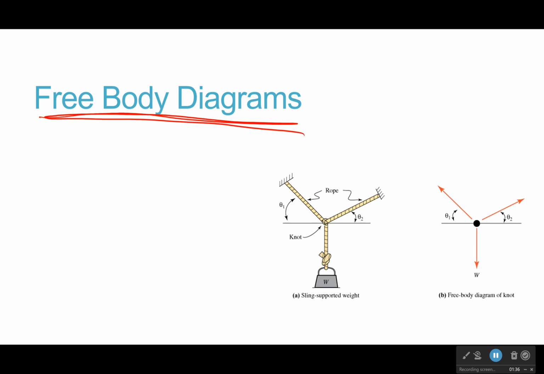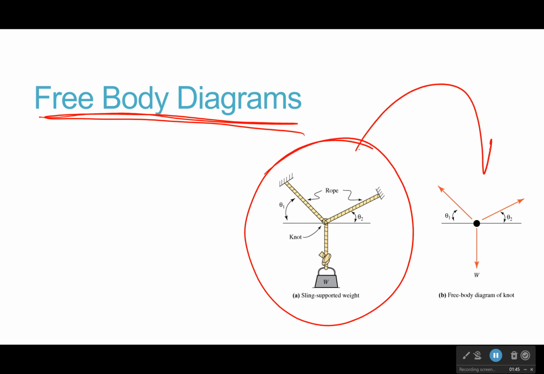Now, how do we figure this out? Well, to do that, we're going to have to learn how to draw a free body diagram. That's the biggest and most important detail from today, a free body diagram. So what does it look like? Well, it looks like this. We have this fairly realistic drawing, and we want to translate it into a less realistic, but much easier to understand free body diagram.